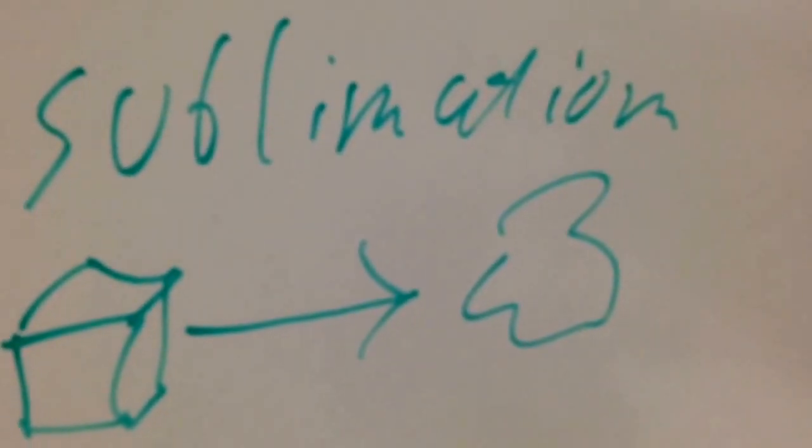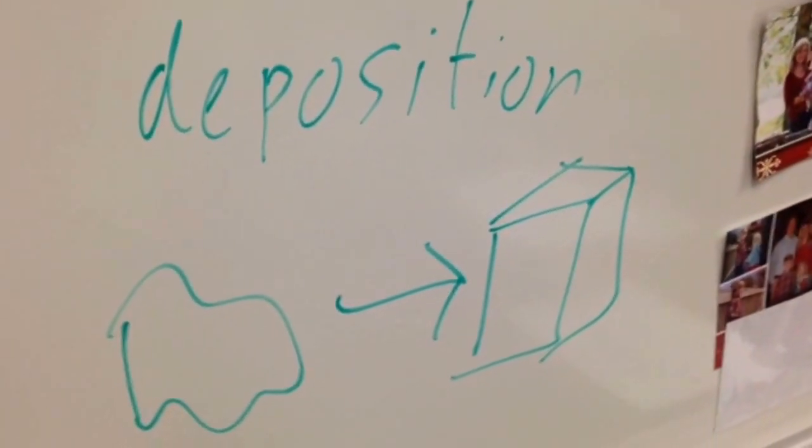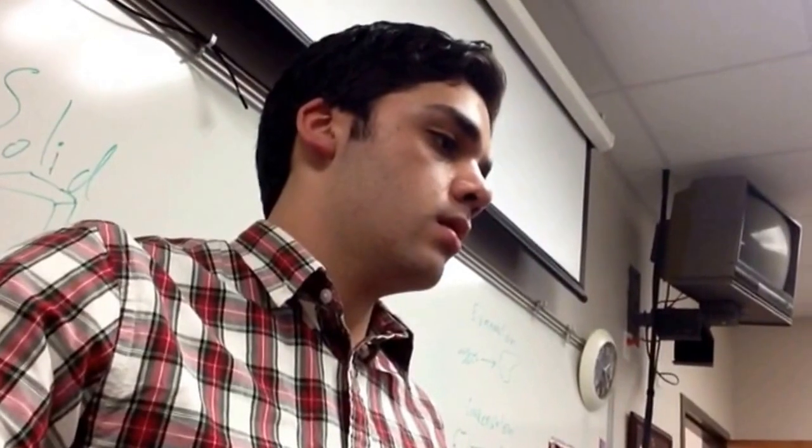Sublimation is when a solid turns into a gas. And deposition is when gas turns into a solid. Now we all know about freezing and melting. Like when you freeze a liquid, it turns into a solid. Like ice cream? Yes. That about covers all of it. Any more questions? No? Good.